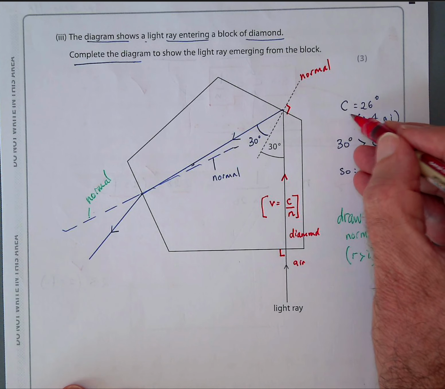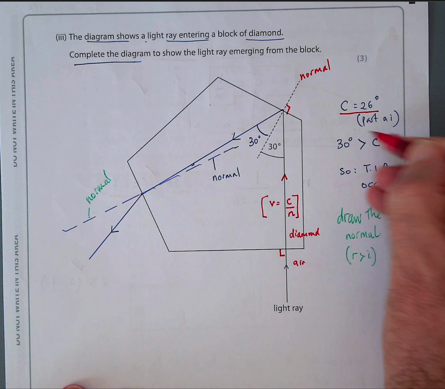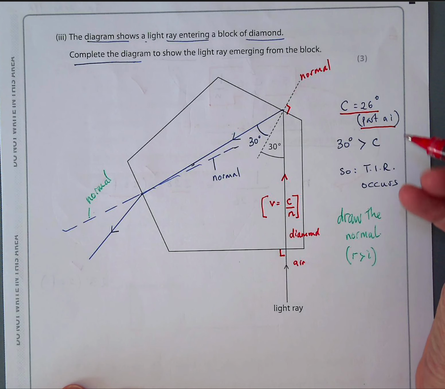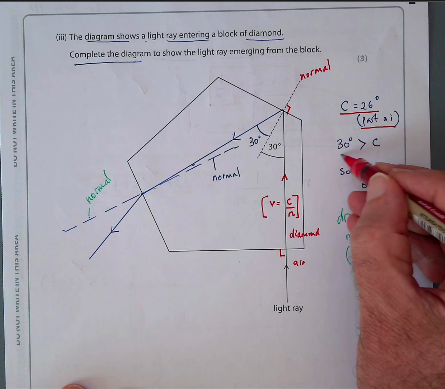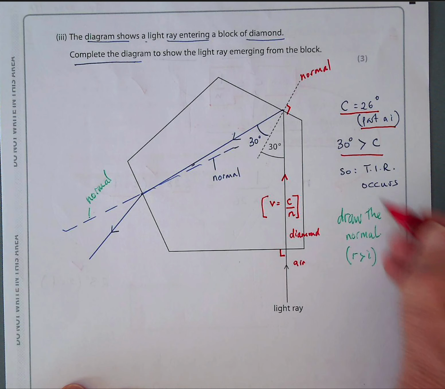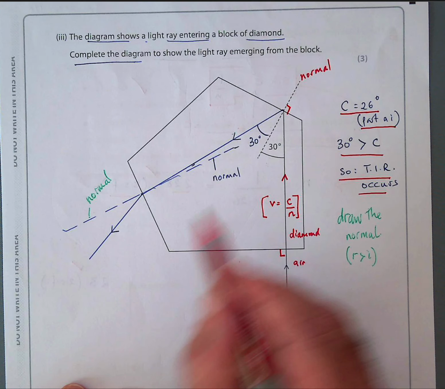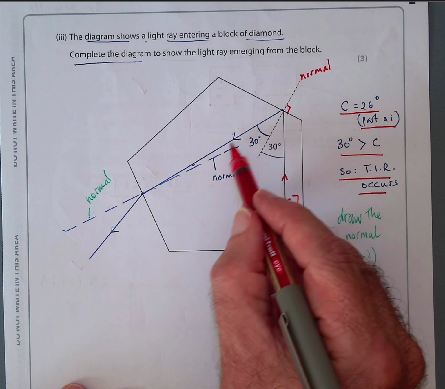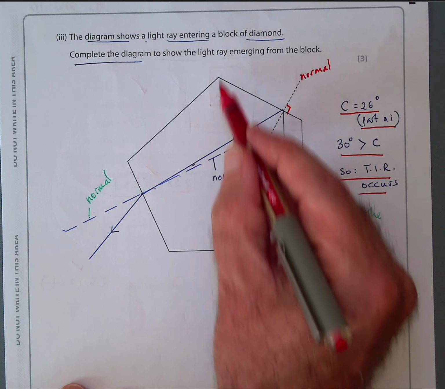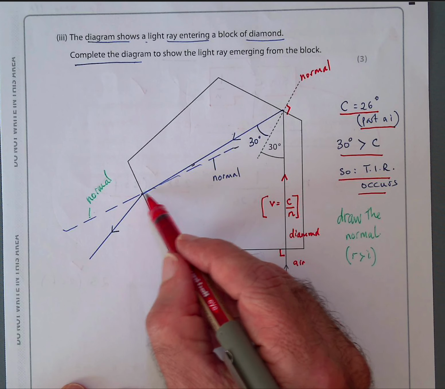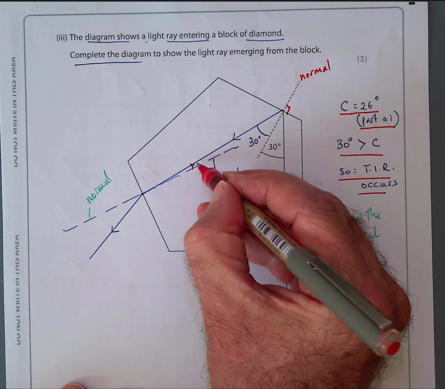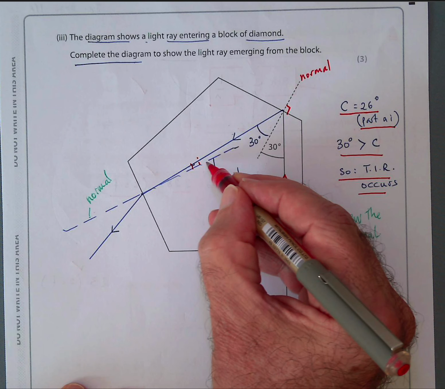Now we know the critical angle was 26 degrees from part A, part 1. And we know that 30 degrees is therefore greater than the critical angle. So total internal reflection occurs, and they want you to complete the diagram. Therefore it must reflect at 30 degrees. It then hits this, and because it's not a regular shape, it hits it at an angle here, where that's the incidence angle this time, which is very small.